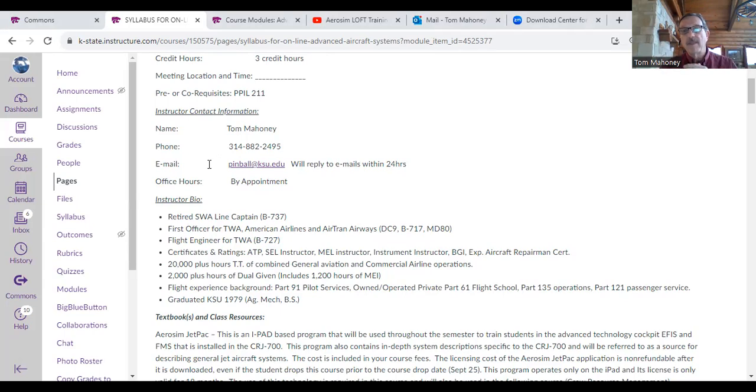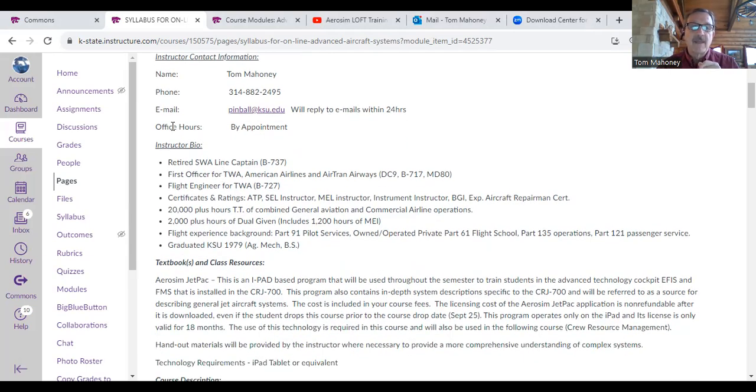However, when I'm home on the farm, I'm probably going to be outside. I don't sit at my desk playing computer games all day long. I've got other projects I work on. So again, if you do need to get a hold of me more quickly than an email, just go ahead and text me or give me a call. I'm more than happy to answer the phone. No office hours, so by appointment. If you do need to talk with me about something, again, email me or text message me.